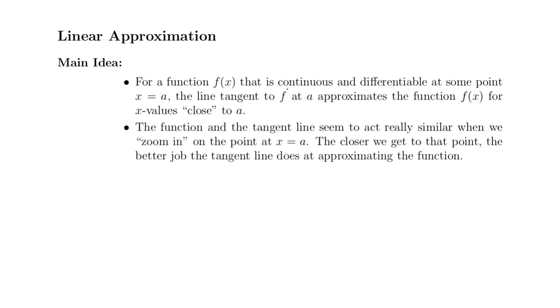What this means is exactly what we just saw. Tangent lines and functions act the same when you get really, really, really close in to a point. If you zoom in really far, if you look at a really, really, really small little local neighborhood around a point, the function is essentially linear, and so the tangent line and the function are pretty much the same thing. So that's what we're looking at here. The function and the tangent line seem to act really similar when we zoom in on the point at x equals a. The closer we get to that point, the better job the tangent line does.